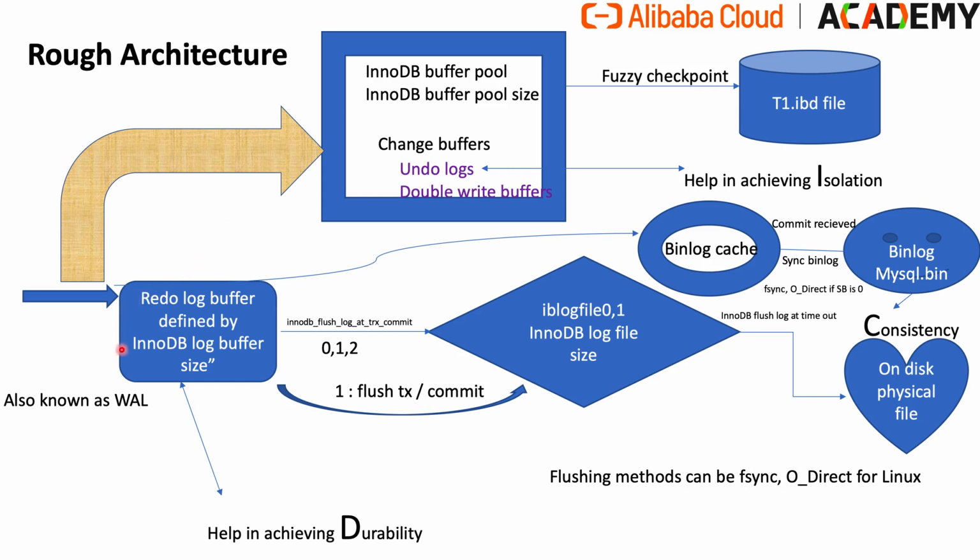We have the redo log buffer. It's a kind of buffer area, a memory area, which resides to hold the transactions. Then we have IB log files, that is your redo log files. Then we have binary logs. Binary logs are files of MySQL which hold the changes which have been happening in your databases.